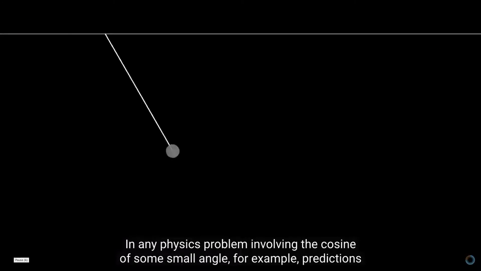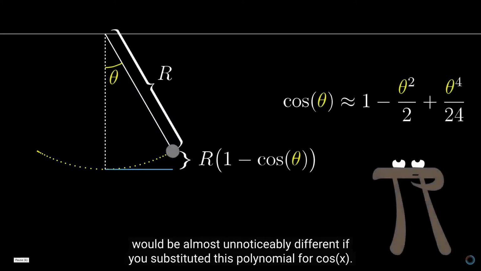In any physics problem involving the cosine of a small angle, for example, predictions would be almost unnoticeably different if you substituted this polynomial for cosine of x.